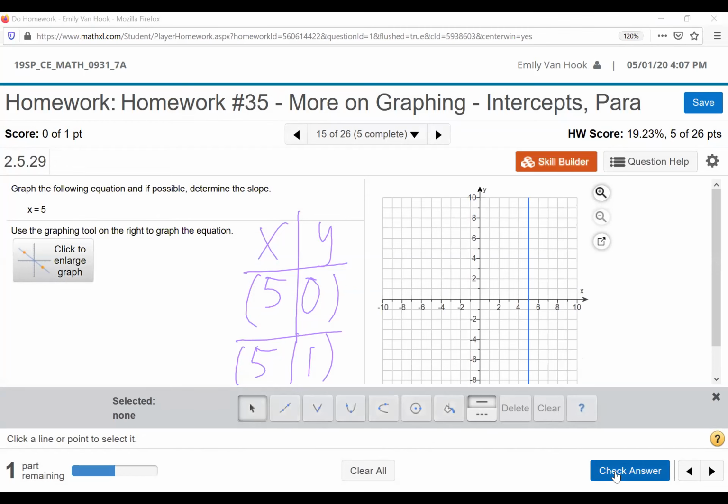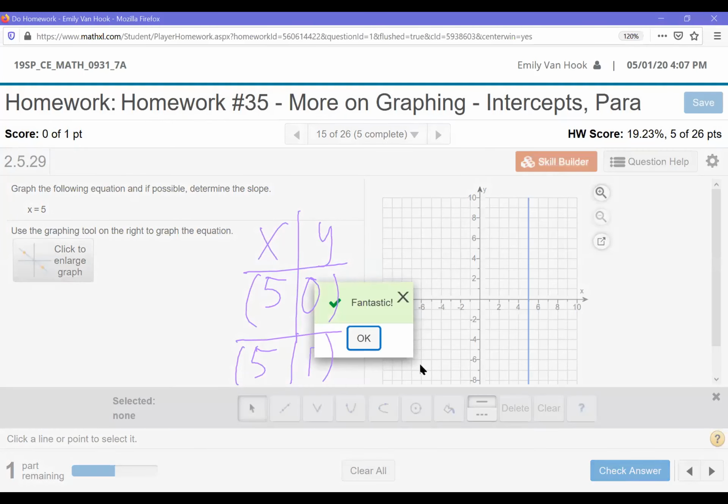Okay, sorry, too many toolbars. It was covering up the blue button. Check answer. Got it. Okay, one part remaining.